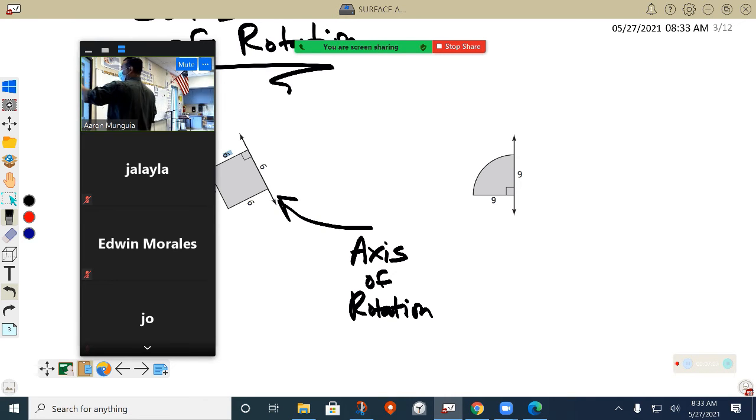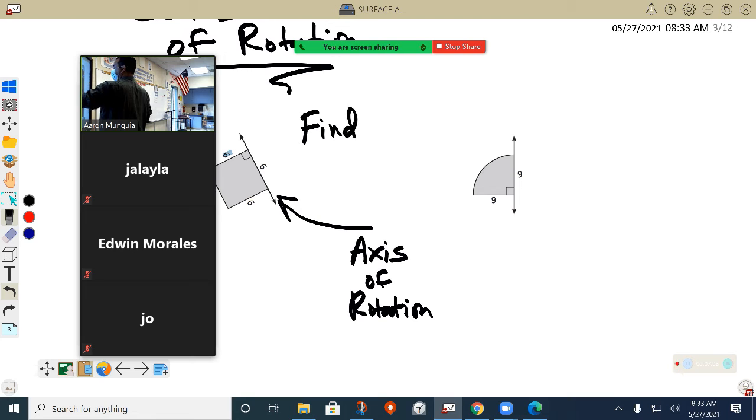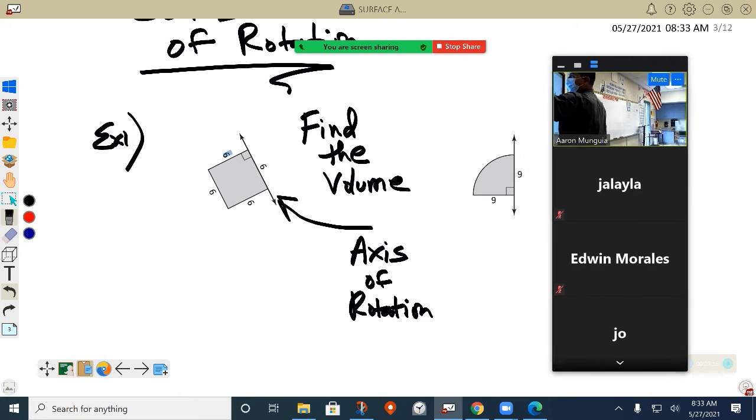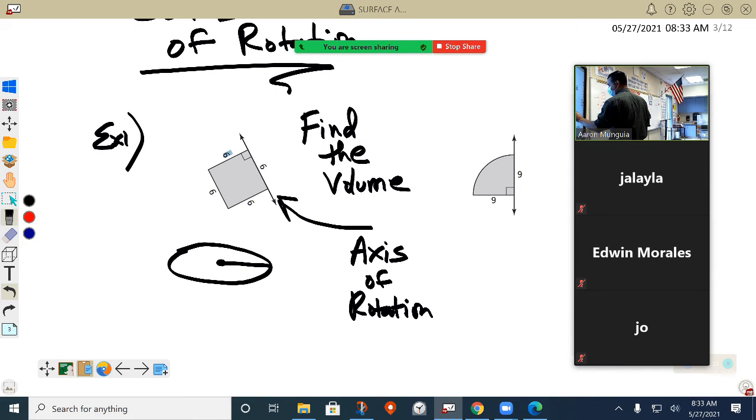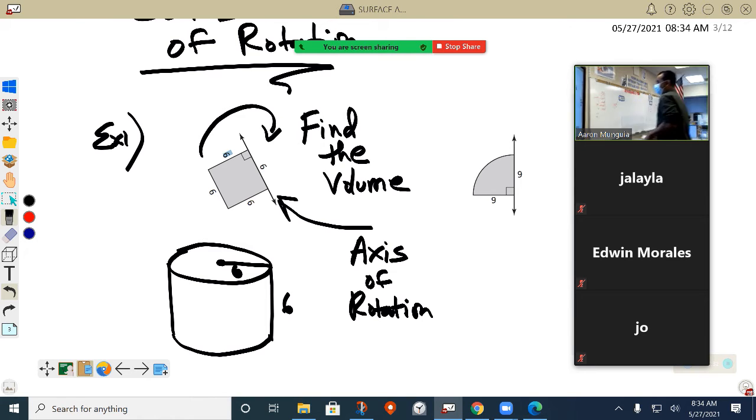So let's find the volume of the cylinder. So this would be a cylinder. I'm going to draw the cylinder that's formed. Right? It would have a radius of 6, a height of 6. So if I spin this around, I'm creating this. I'm creating a cylinder with a radius of 6.